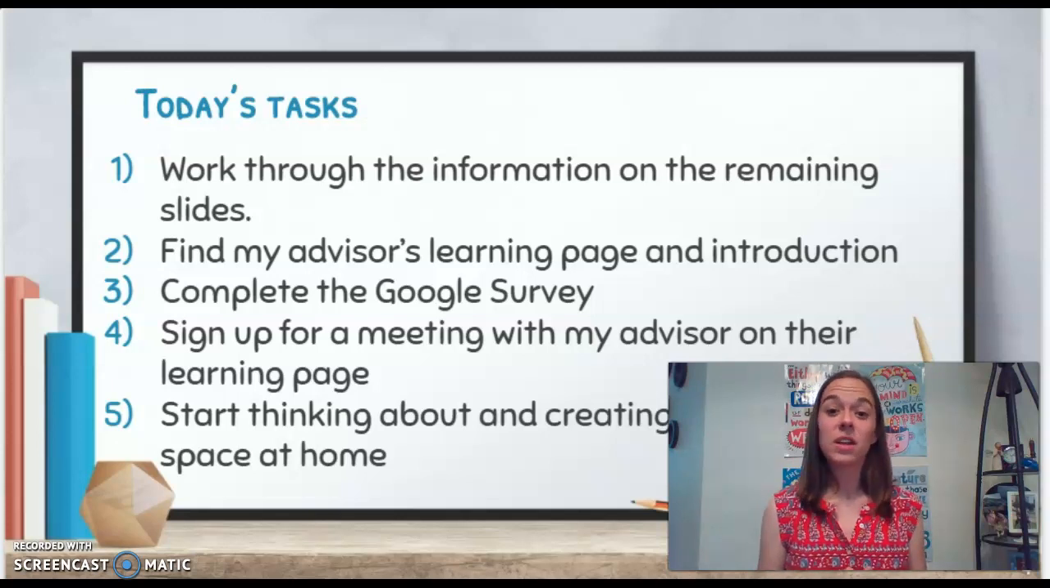And then finally, we're going to think about your workspace or your learning space at home and have some ideas on how to go ahead and get that set up so you're set up for success.